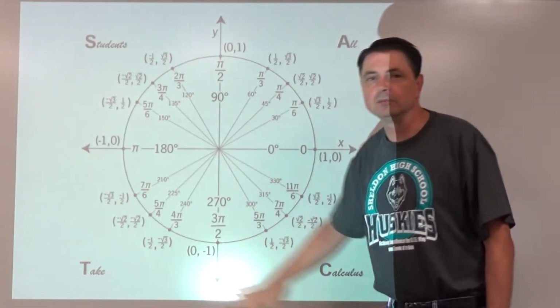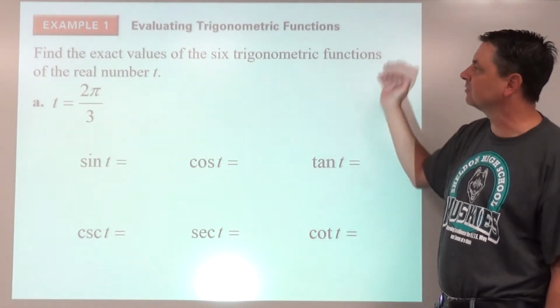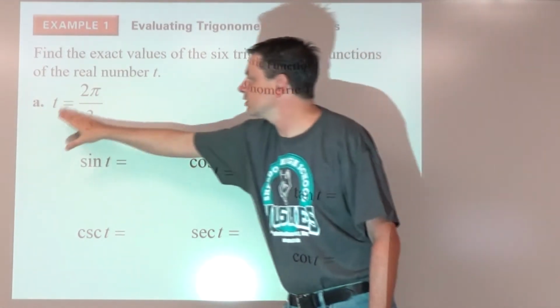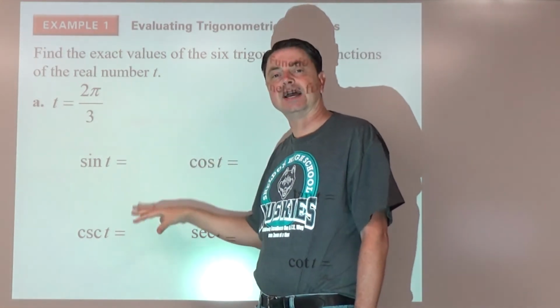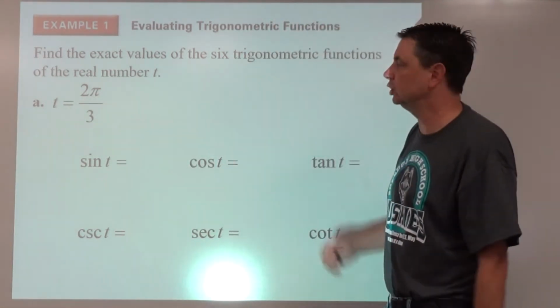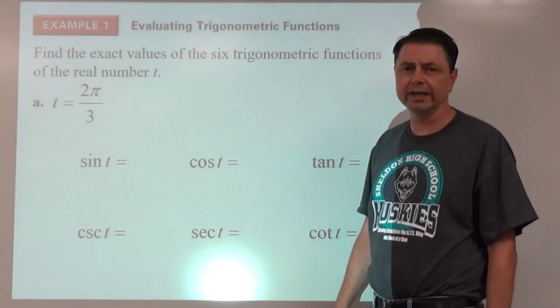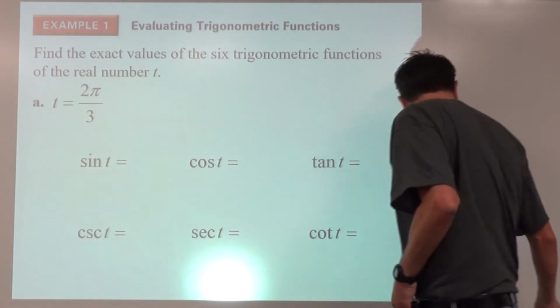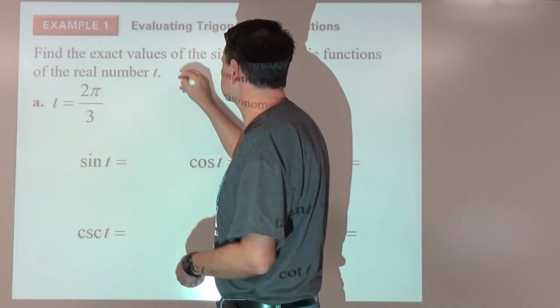So keeping this in mind, we're going to be asked for things like the exact value of the 6 trigonometric functions of 2 pi over 3. Now it's good not to have to rely on the unit circle sheet so that we can know where it is. So if we were going to sketch this and come up with the coordinates, we might think like this.